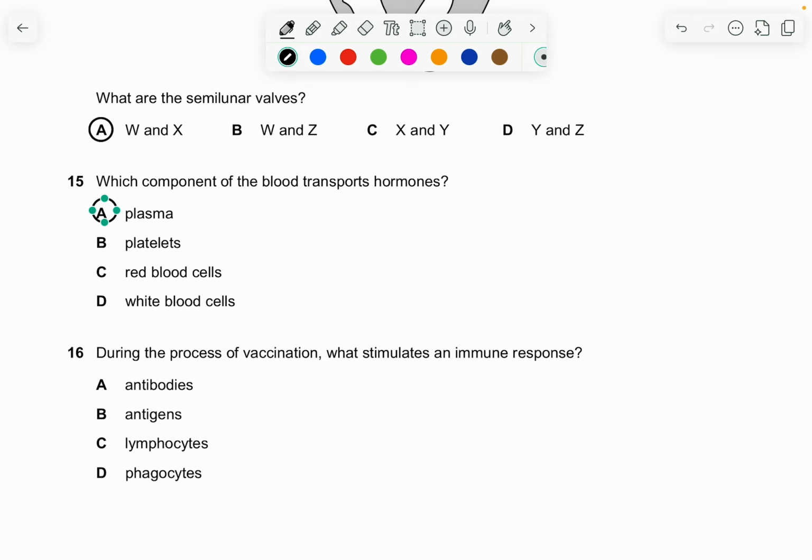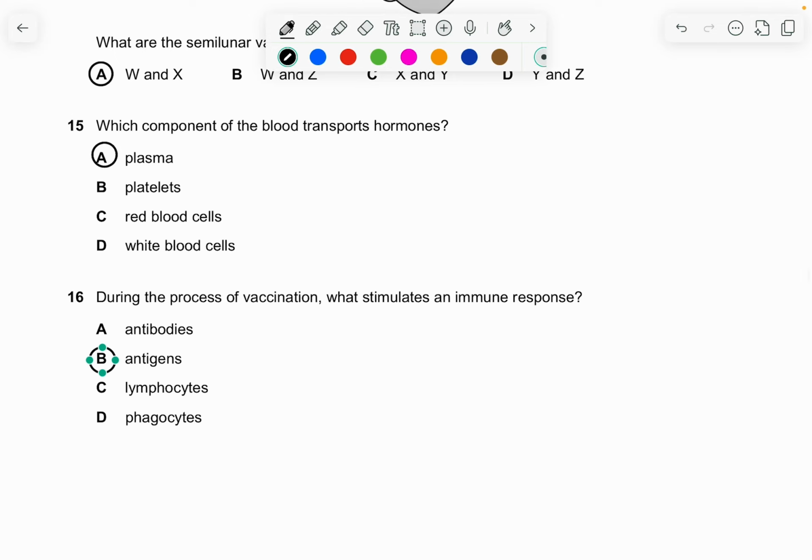Question 16. During the process of vaccination, what stimulates an immune response? The antibodies. Oh, sorry, it's not the antibodies. It's actually the antigens.